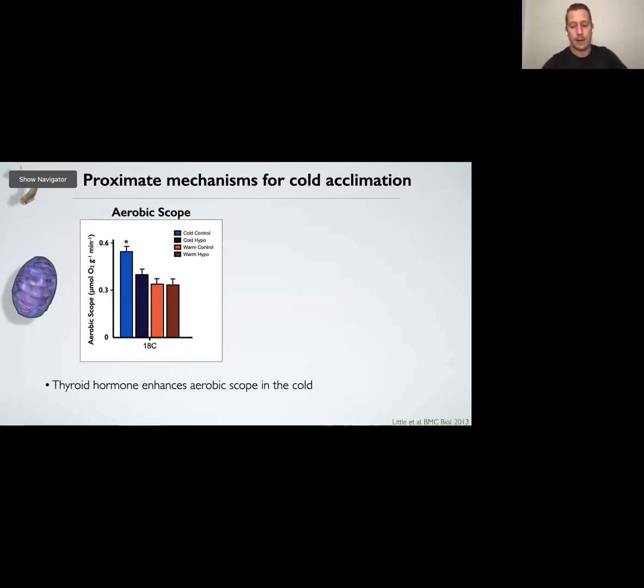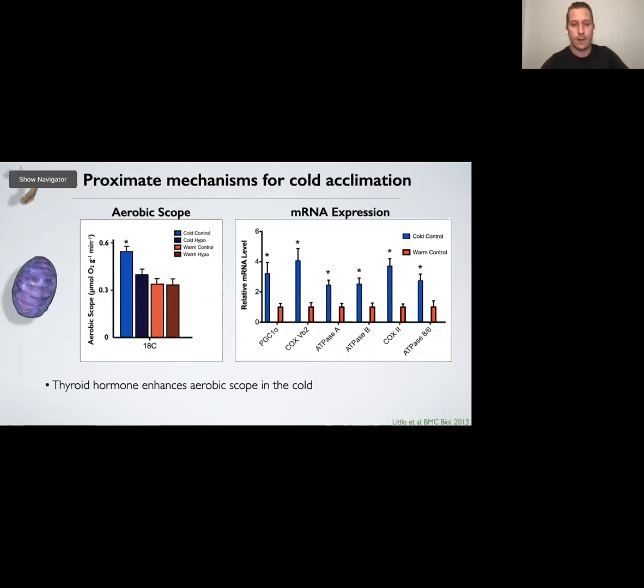And then if we look down a few levels of biological organization, or look upstream, I should say, at mRNA expression, we see a very similar pattern. Just to orient you on this graph, on the x-axis we have genes encoding different subunits or different proteins involved in metabolic regulation. PGC1 alpha here is known as the master regulator of metabolism in vertebrates, whereas these other genes all encode subunits of enzymes involved in electron transport and ATP synthesis in the mitochondria.